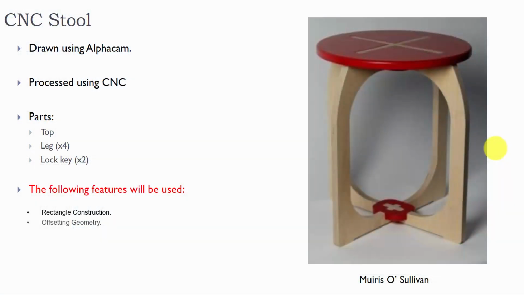So moving on to the main focus project of our lesson. It's a CNC stool, totally manufactured on the CNC and totally drawn and programmed for the CNC within AlphaCam. So it's got a number of different parts. It's got this circular red top with the cross cut in it. It's got 4 legs, all 4 legs are the same, and it's got 2 lock keys. There's a red lock key underneath the stool top and a red lock key at the bottom.